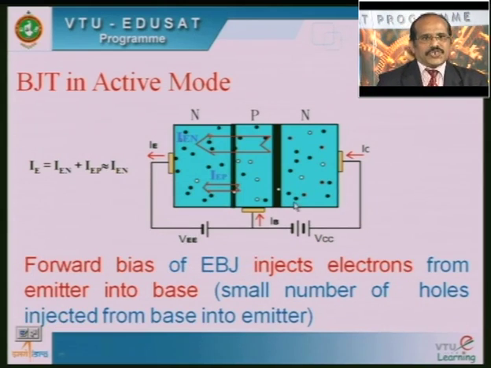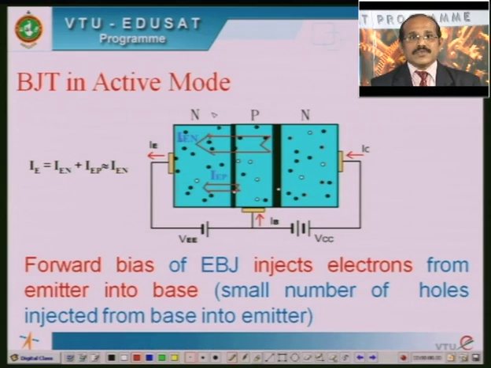This particular slide shows what happens when forward biasing of the emitter base junction takes place. When we apply a suitable voltage across the emitter base junction, the emitter junction will be forward bias. As you know, when the emitter base junction is forward bias, electrons will be injected into the base from the emitter. That is what you can see here.